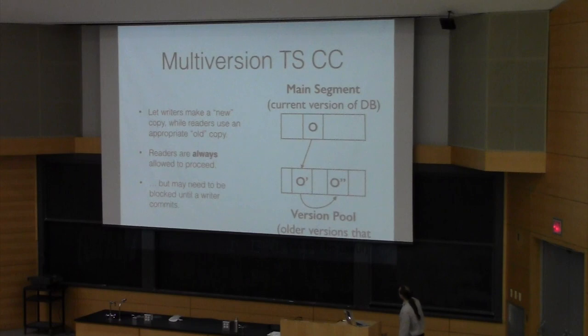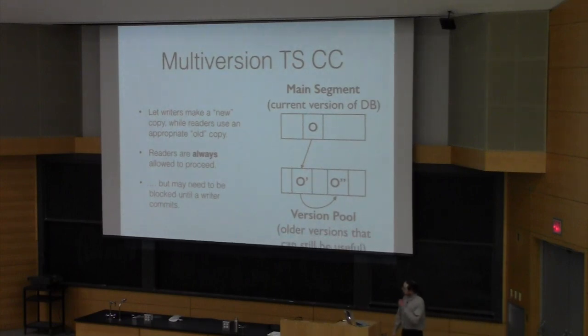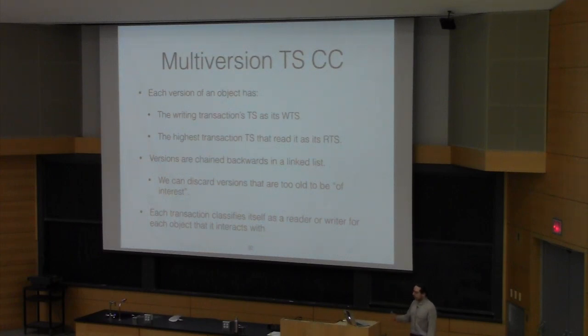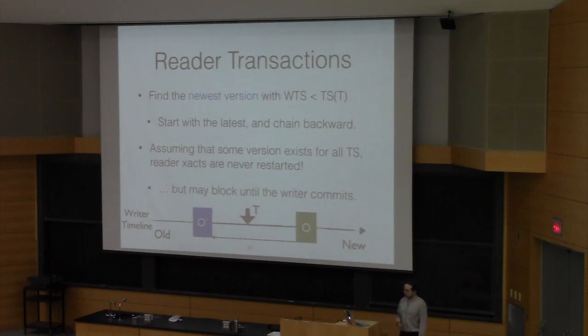This leads us to the last variation of optimistic concurrency control that we're going to talk about. It's called multi-version timestamp concurrency control. Quite simply, in addition to keeping the object itself, you keep around a pool of historical versions of the object. So if transaction 2 comes along and tries to read, it'll read from whatever version existed at its read timestamp. In other words, you just find the newest version whose write timestamp is correct.